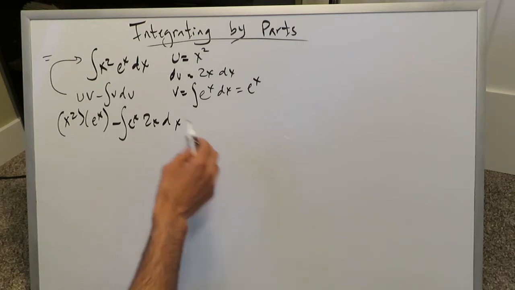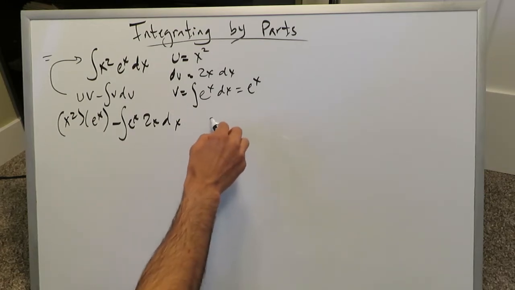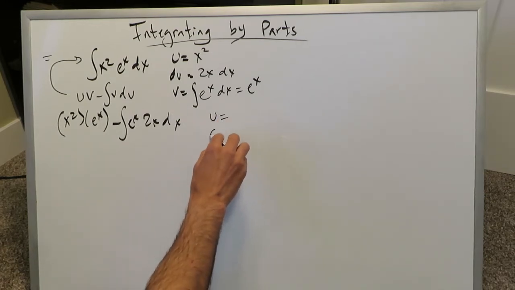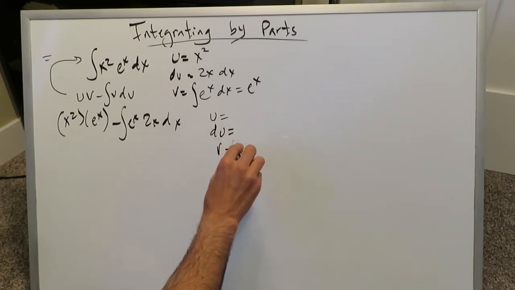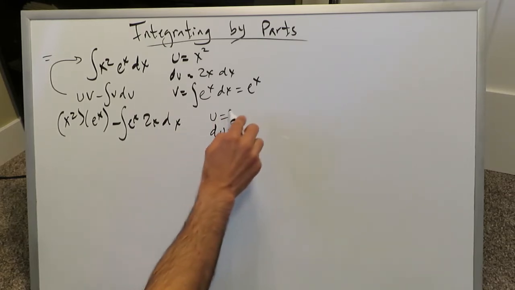So I have to do another new round of substitutions. Here my next round will still again be u, du, and v. My u, I'll just keep it as 2x.